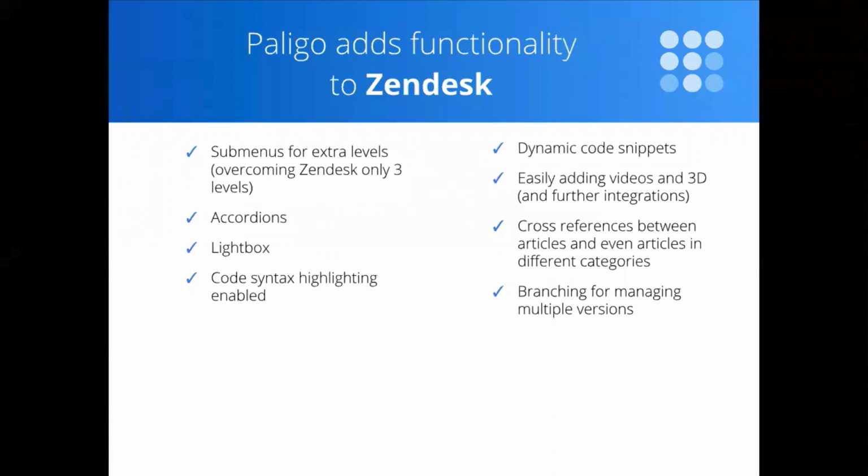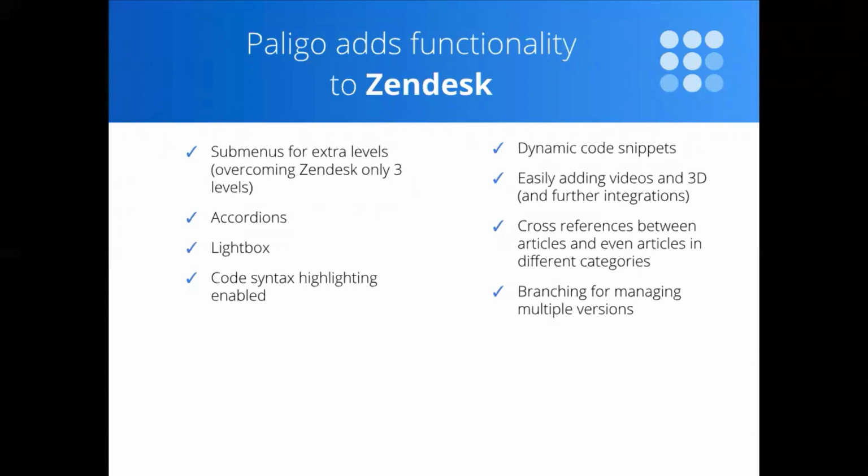You can easily add videos and 3D images as well. And I think significantly, doing a cross-reference in Zendesk is a very manual job, right, as I'm sure you all know. So the cross-referencing when you're working in Paligo works directly inside Zendesk as well. And on top of that, there's also an option to have the linking even between different categories.